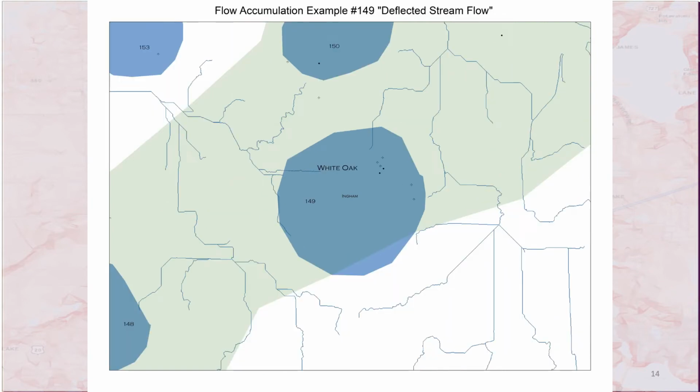Here is flow accumulation example number 149, and this has deflected stream flow. As you can see, to the northwest, curving all the way around to the east, you have deflected stream flow around it. You have two streams that flow from the south to the north and then are deflected around this signature. And then on the northwest, the east, and the north, you have radiating stream flow. So these are two very good examples of what we're looking for in a signature.